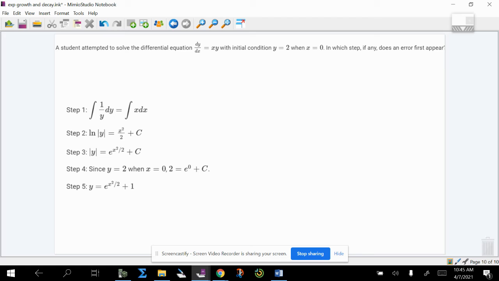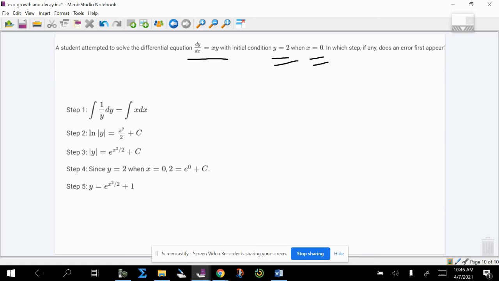they mess up. So this one, it gives you this differential equation and an initial condition, and it lays out their work into steps. So when this is presented, it is a multiple choice question, and your choices are step 1, step 2, step 3, step 4, step 5. So basically, you're identifying when did they mess up.